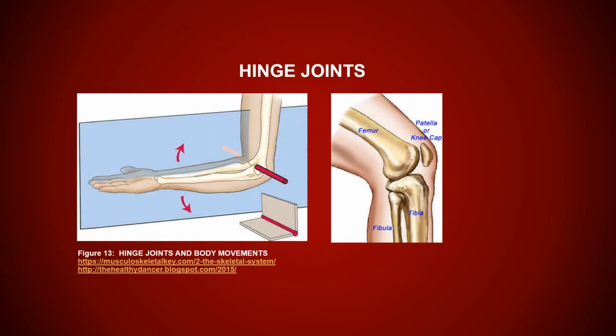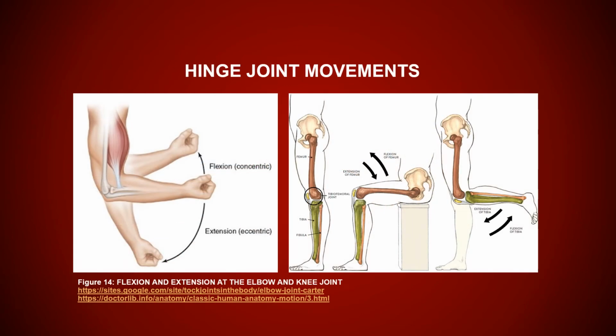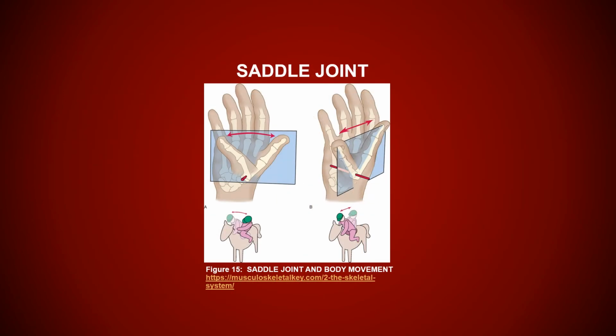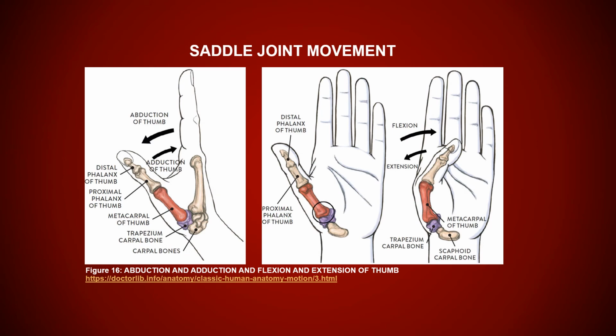Hinge joints are found in the elbow and the knee. A hinge joint allows a flexion and extension movement, sort of like a hinge allows a door to open and close. The saddle joint is found in the base of the thumb in the hand. A saddle joint allows abduction and adduction, and also flexion and extension of the thumb.